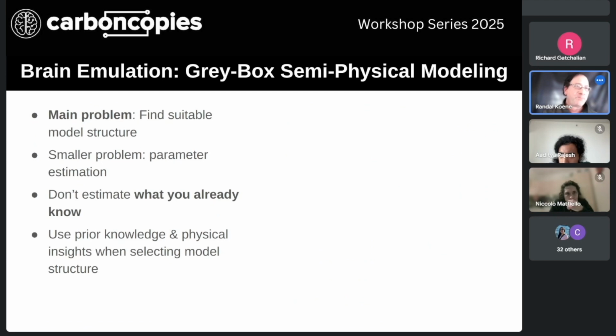The main problem in system identification is to find a suitable model structure for which a good model can be found. Parameter estimation is typically a smaller problem. The primary rule is not to estimate what you already know. Use prior knowledge and physical insights when selecting model structure.